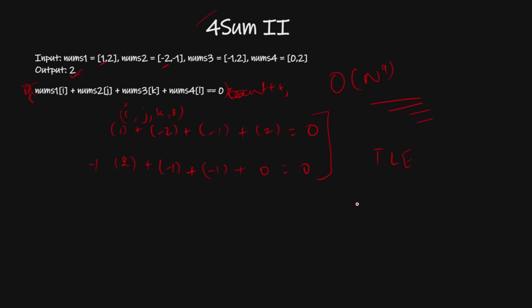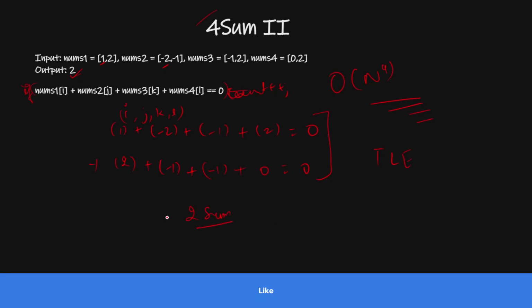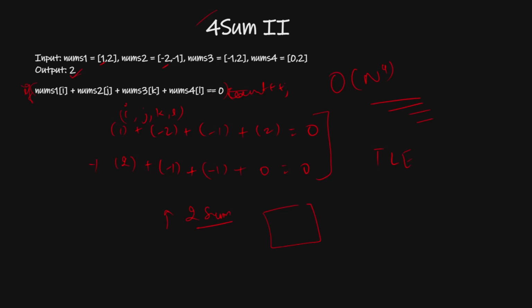So how do I improve this? We have already solved the 2 sum problem, in which we store one vector into a HashMap. Now what we can do, rather than using all these 4 loops, is skip the last loop and add the last array into my HashMap.